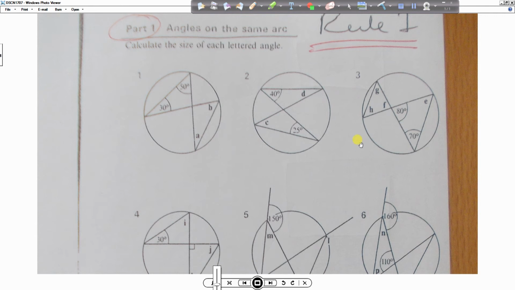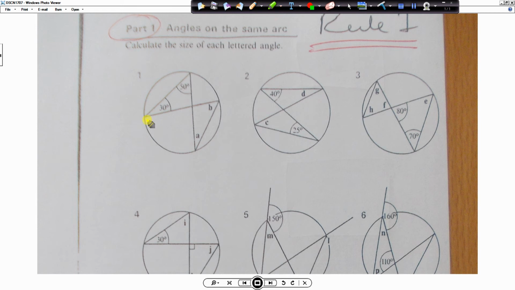Let's have a look at this question together. We can do this question together, so get your pens and pencils ready, and let's get cracking. If you've got your highlighters, use them too. Calculate the size of each lettered angle. Anybody who has got a sheet, please pass them to him.